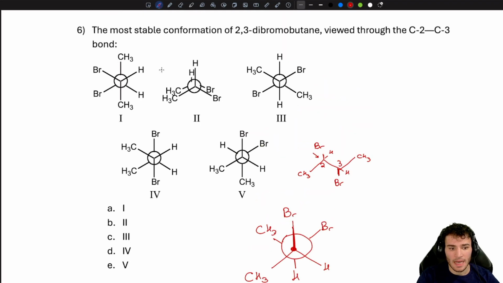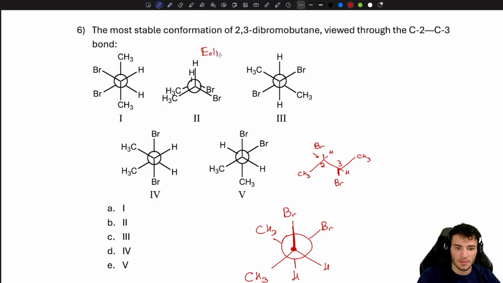And so looking through these options, we should make sure that all of our options have 1 carbon, 1 methyl in the front, 1 methyl in the back, 1 bromine in the front, 1 bromine in the back, which all seems to follow pretty well. Yep, they all seem to be valid structures. So now let's look for our least stable conformations.